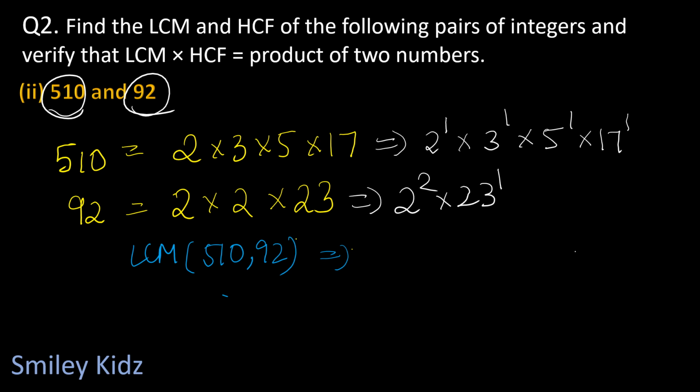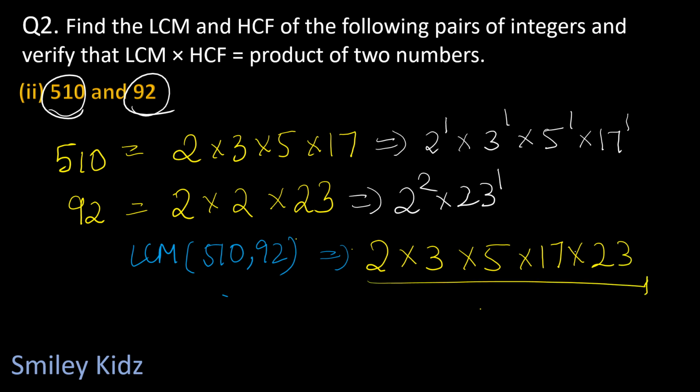So we have 2 times 3 times 5 times 17 times 23. Wait, it's not yet done. All these numbers are the numbers which are in the given two prime factorizations, isn't it? Remember that LCM always consists of all the numbers included in the prime factorization of both.